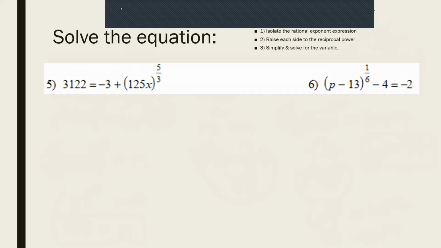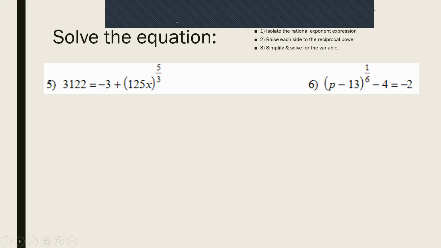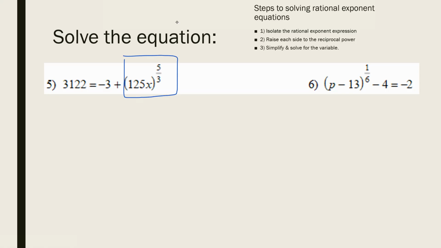Let's do the hardest type of problems. I'll do number 5 and you'll do number 6. This one has more stuff going on, but we again still have just these 3 simple steps to solve. Step number 1 says to isolate the rational exponent expression. So find your rational exponent right here. Put a box around it and make sure that's the only thing on one side of the equal sign.